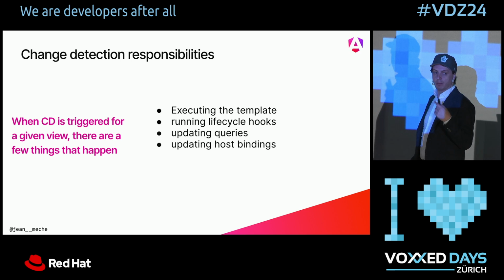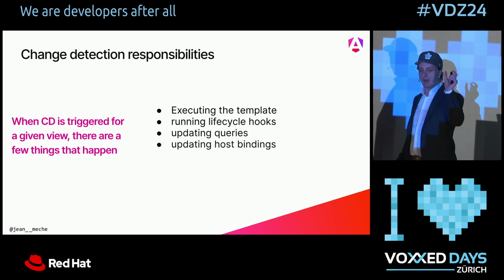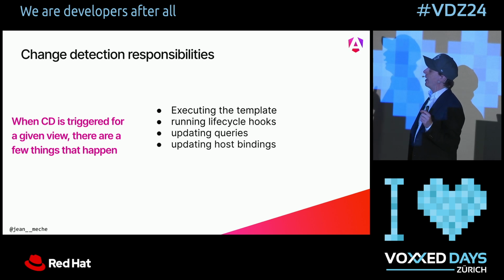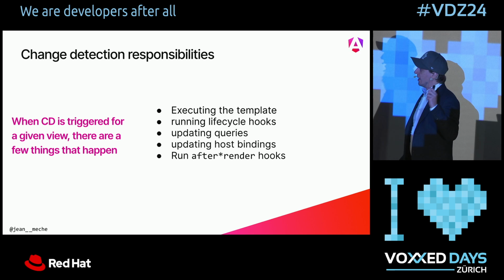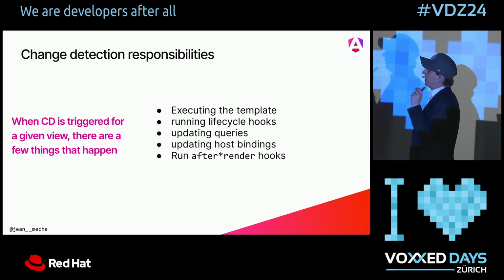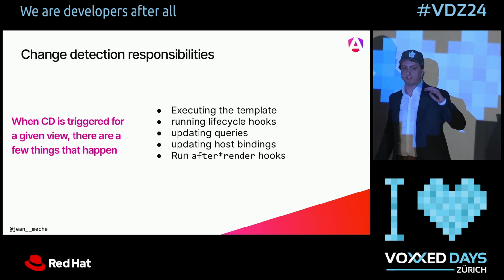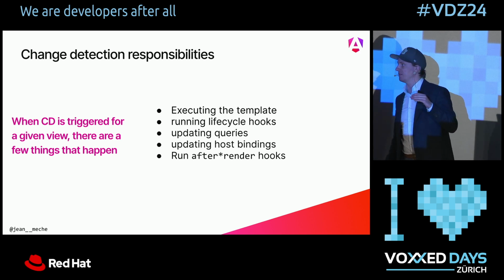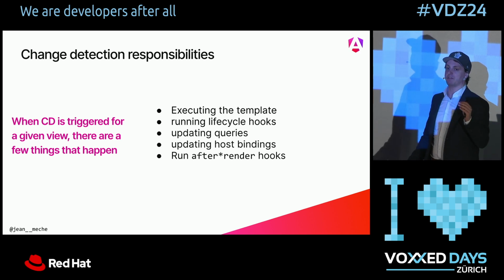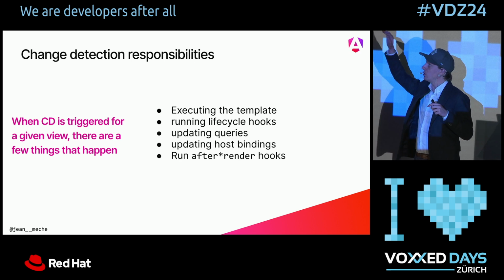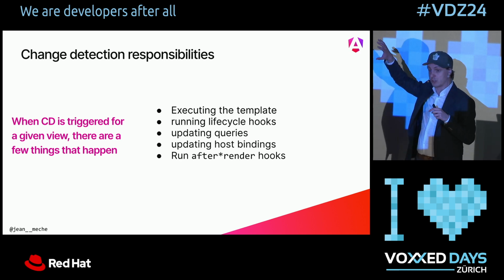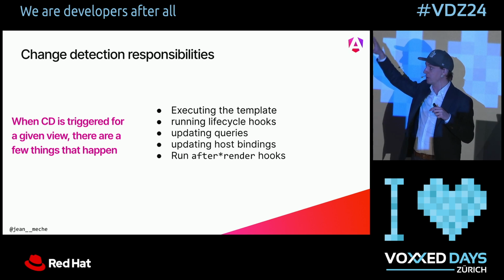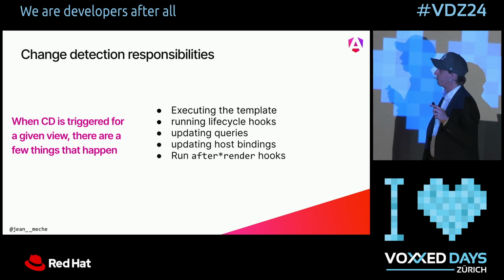And it will also update the host bindings, so every time you use either HostBinding or the host attribute in the component decorator. And also it will run the two new hook functions that were introduced in v17, afterRender and afterNextRender. So all those five points are what change detection actually does. Not only the rendering, but also calling all the functions you see here.